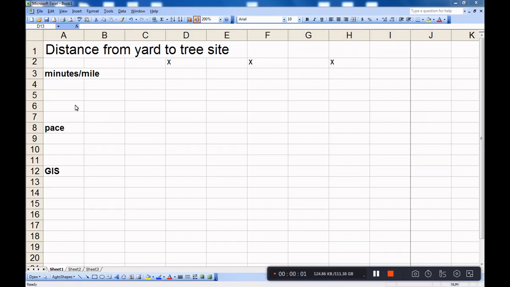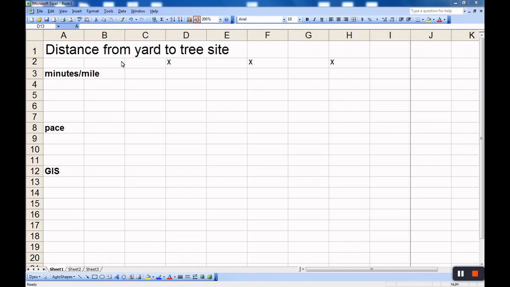Alright, this is just a little fun stuff with numbers, because that's what I like. So we're trying to calculate the distance from my backyard to the tree site, to see how long I had to pull the log dolly or the cart by hand through the mud. So we had said it was 6 minutes. We measured that with our cell phone.